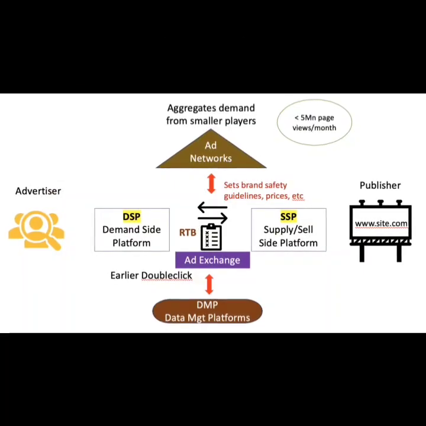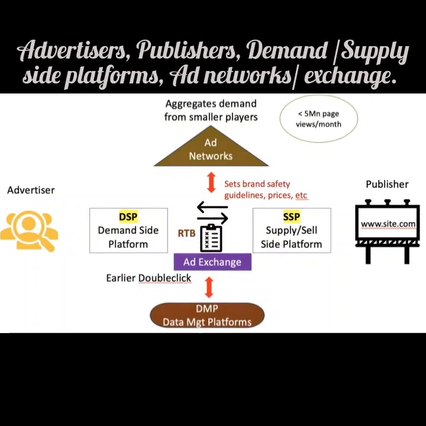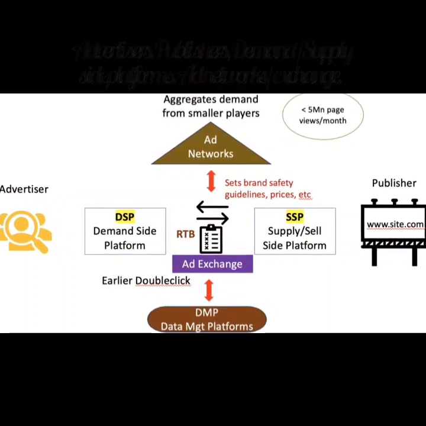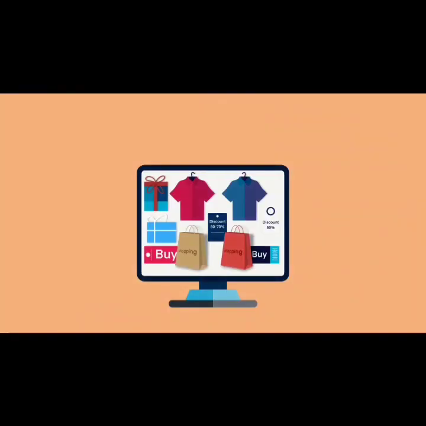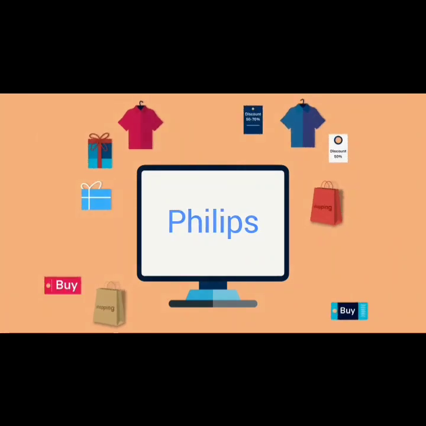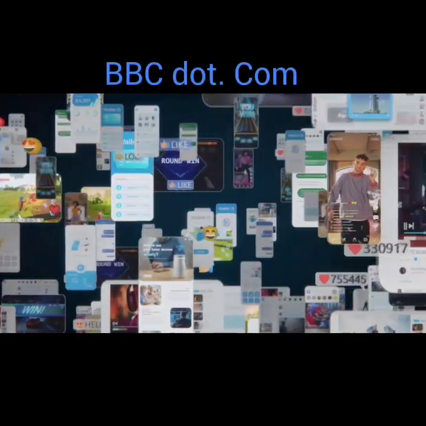They are advertisers, publishers, demand-side platforms, supply-side platforms, ad networks, and ad exchange. To explain in detail, advertisers are those who put up ads and buy ad space. An example would be Philips. Publishers are those who offer space on their websites or apps or connected TVs for ads. An example would be BBC.com.